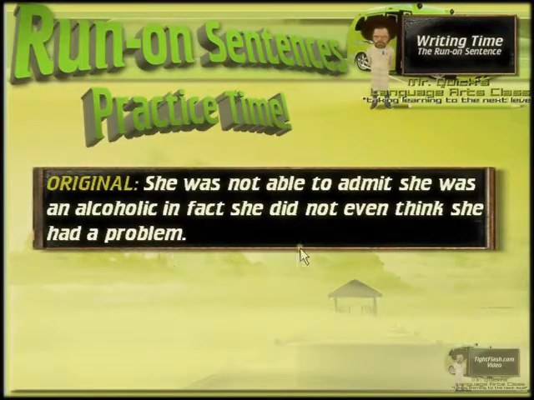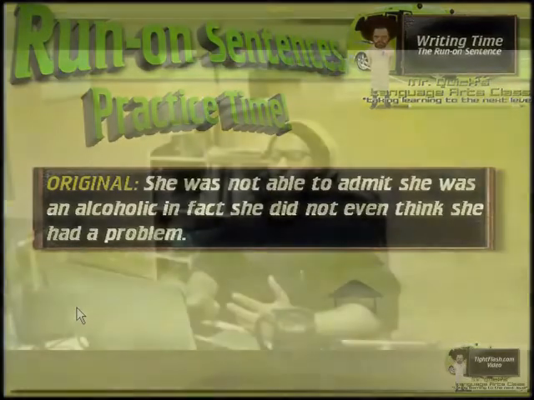In fact, she did not even think she had a problem. So here we have a sentence, and I think right off you can notice the two subject-verb relationships. She was, she did, and she had. Now, the problem is it looks like we're missing something.